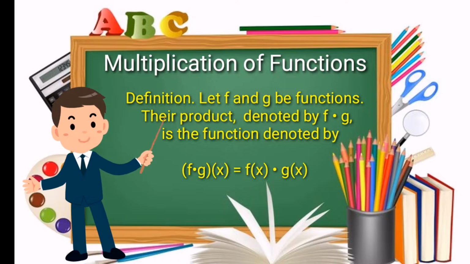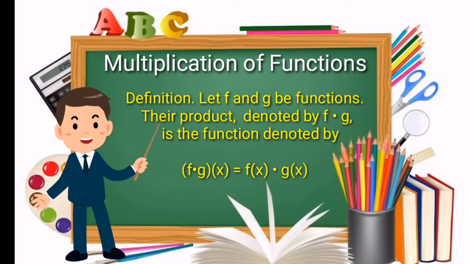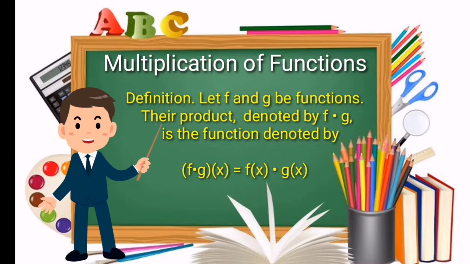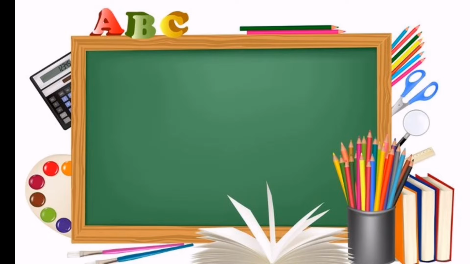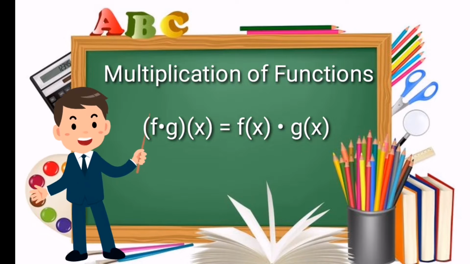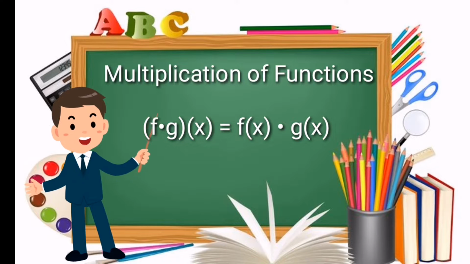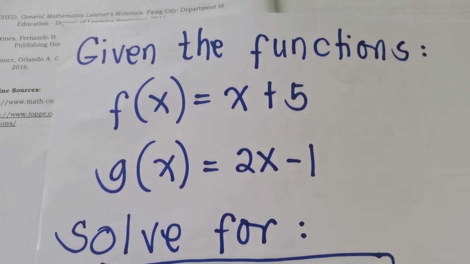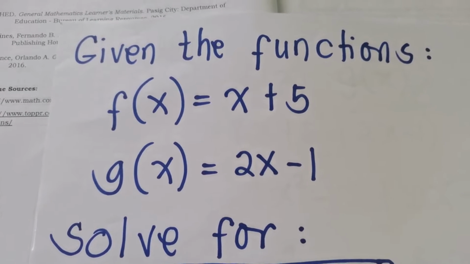Multiplication of functions. We have a definition. Let f and g be functions. Their product, denoted by f times g, is the function defined by the quantity f times g of x equals f of x times g of x. Again, in multiplying functions, the quantity f times g of x is just equal to f of x times g of x. We have example number 1.